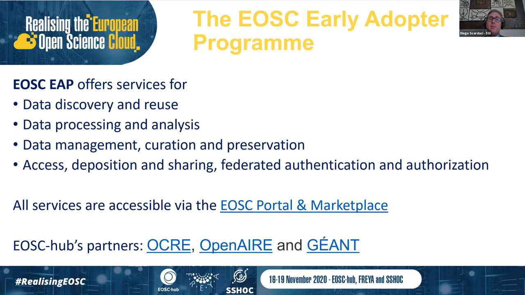The EOSC Early Adopter Program offers services for each stage of the data management cycle. We have services for data discovery and reuse, services for data processing and analysis, services for data management, curation and preservation, and services for data access, deposition and sharing. In addition to this, we also offer a set of federation services like authentication, authorization, monitoring and accounting that could be beneficial for the user communities. All the services have been published and are accessible in the EOSC portal and marketplace. It's also worth mentioning that the EOSC Hub organized this program in collaboration with some partners, in particular the OCRE project, the OpenAIRE 2020 project, and GÉANT.